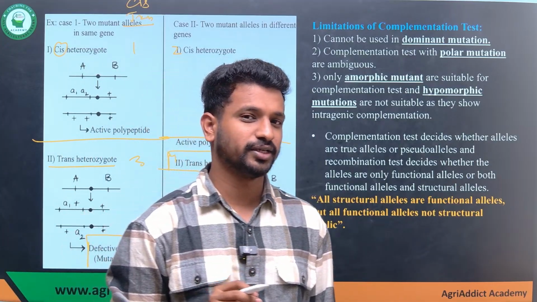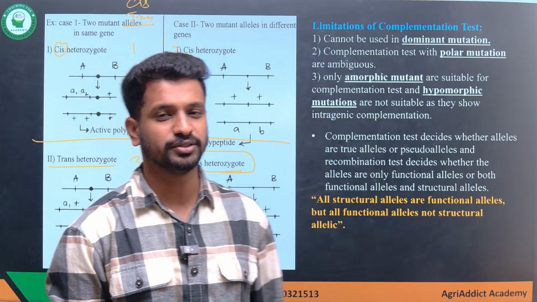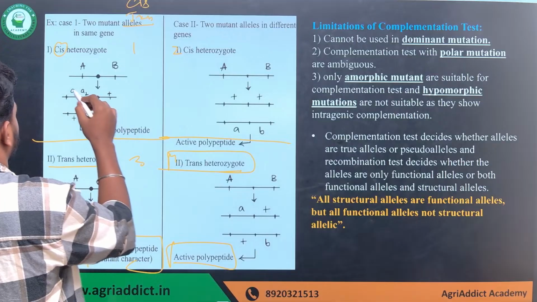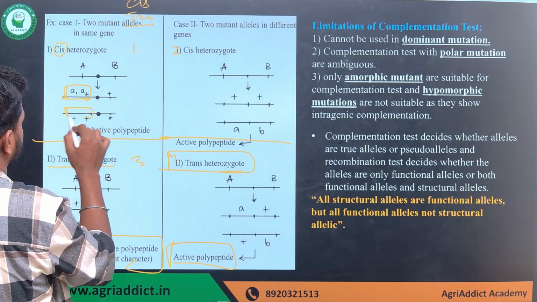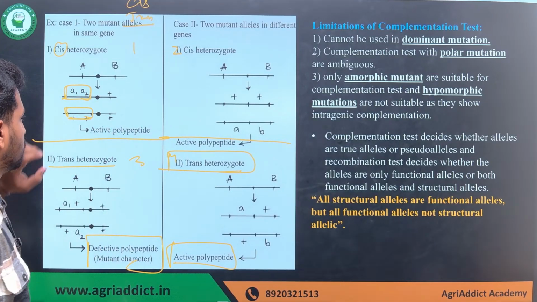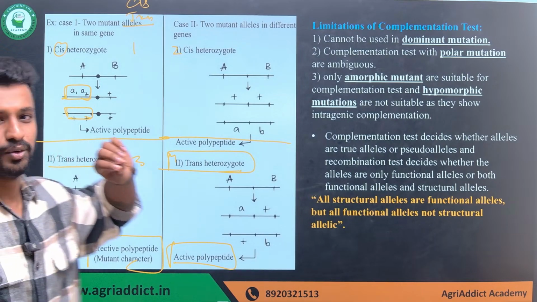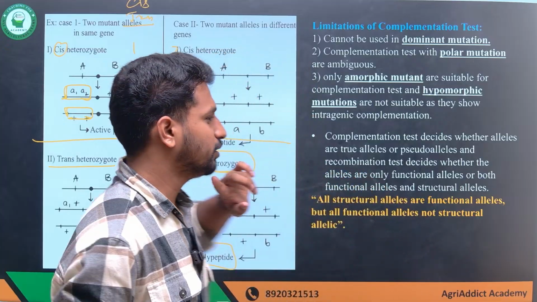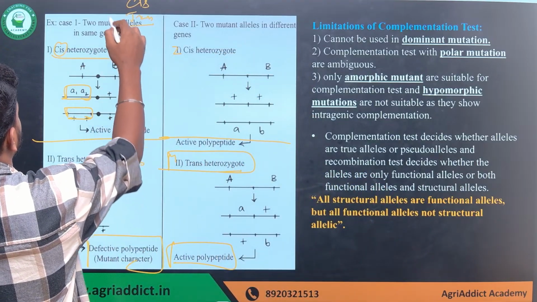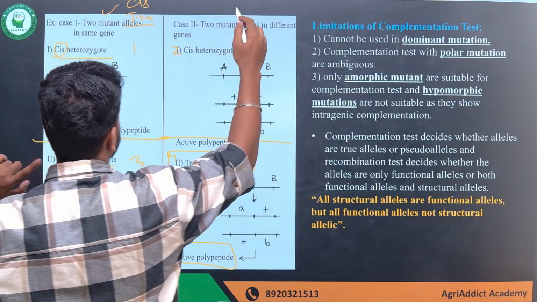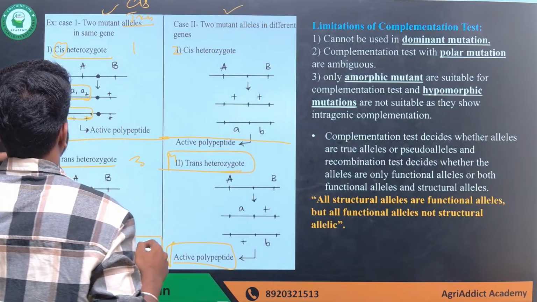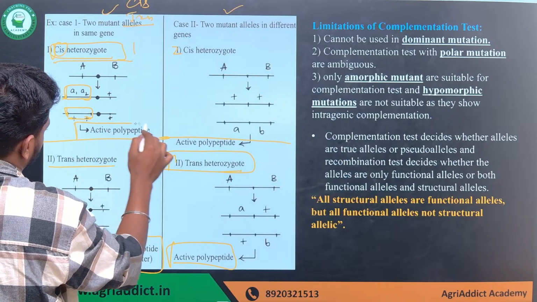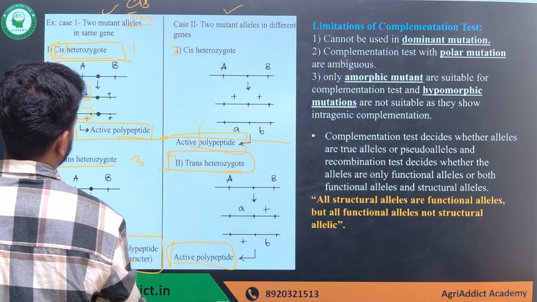Why only with the trans heterozygotes? Why can't we do it with the cis heterozygotes, where the mutants are present on the same chromosome and the wild types are present on the opposite chromosome? Why can't we use this combination to detect true multiple alleles and pseudoalleles? Because even if the two mutants are in the same gene, or in different genes, with cis heterozygotes there is no difference in the phenotype produced at the end.